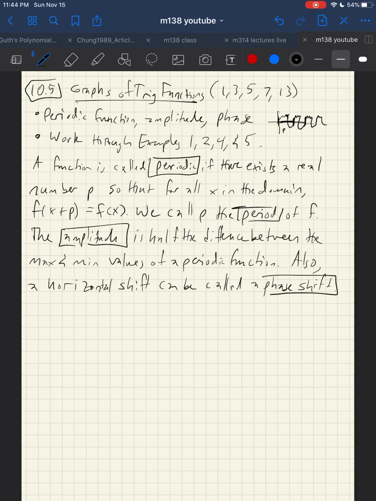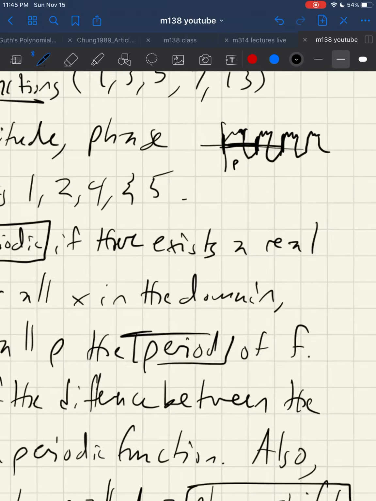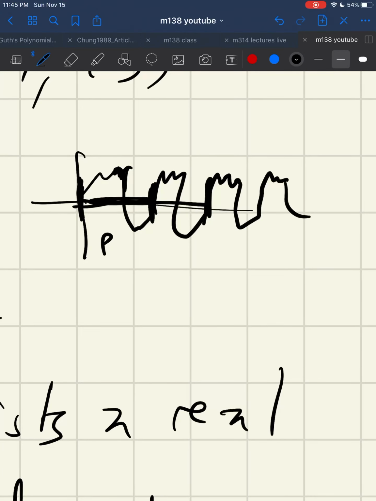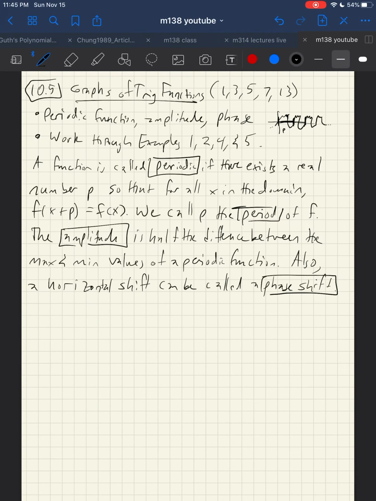And so if I shift this periodic function by p, it's going to look exactly the same. So when I call the horizontal shift a phase shift, what I'm saying is it's a horizontal shift, and if you shift by a multiple of p, then you're not going to be able to see the shift. Moreover, if I shift by p plus something, it's basically like I'm only shifting by that something.